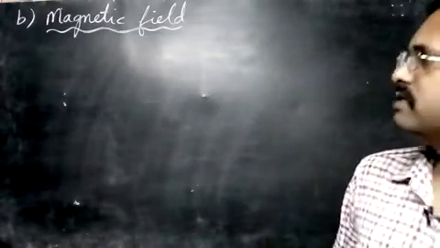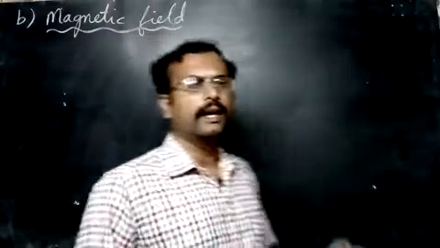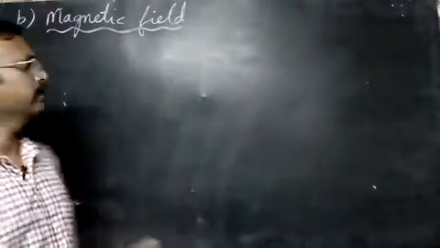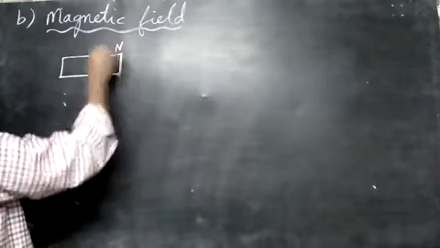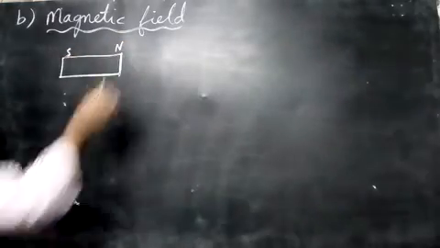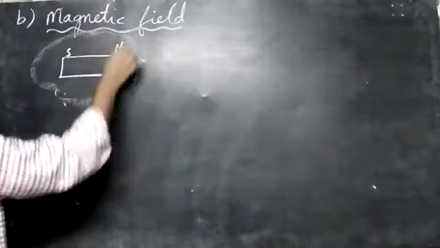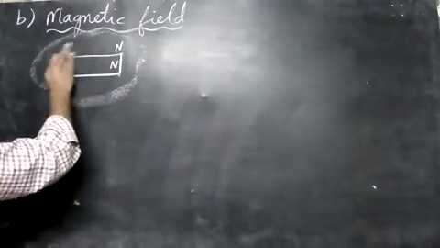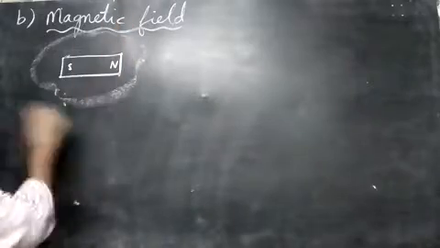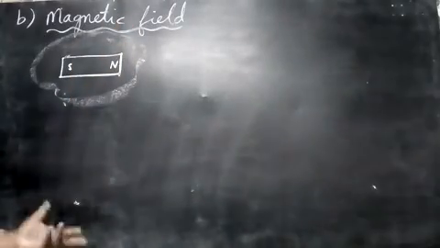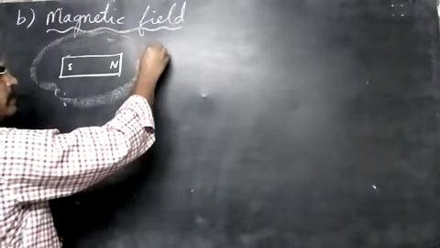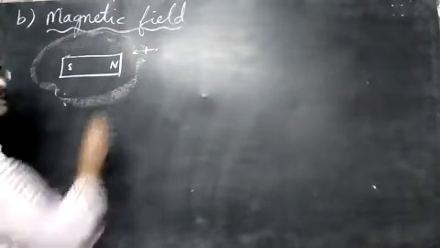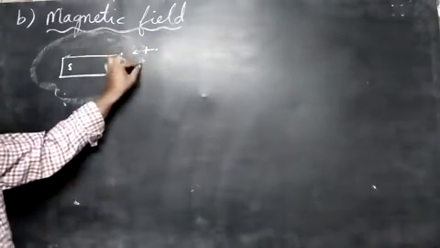Now let us study what is meant by magnetic field. Around the magnet we have a magnetic field. Let me take a magnet here, this is the north pole and this is the south pole. Around the magnet we have a magnetic field. We can't see it, but we can feel it with the help of an iron nail. Suppose you bring an iron nail or another magnet here, what will happen? It will be attracted. If you bring another north pole there, it will be repelled.